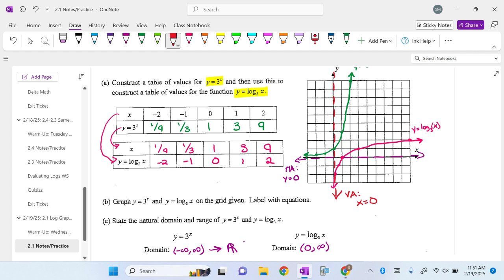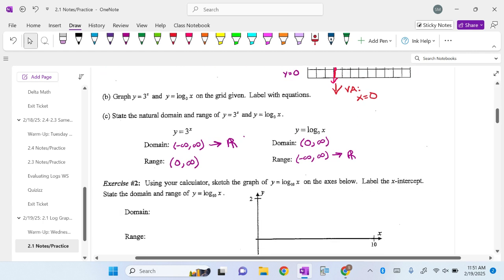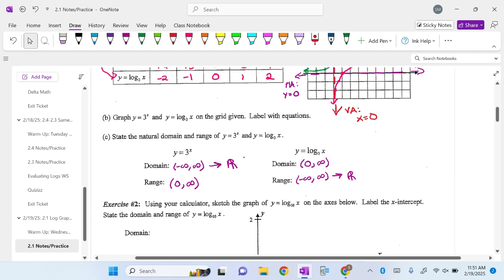If they are true inverses of each other, their domains and ranges will be flipped. Their x's and y's will be flipped. Their asymptotes, type, and the line where it's at will be flipped. All right. So if you know one, it's really easy to figure out the other. Any questions on that?